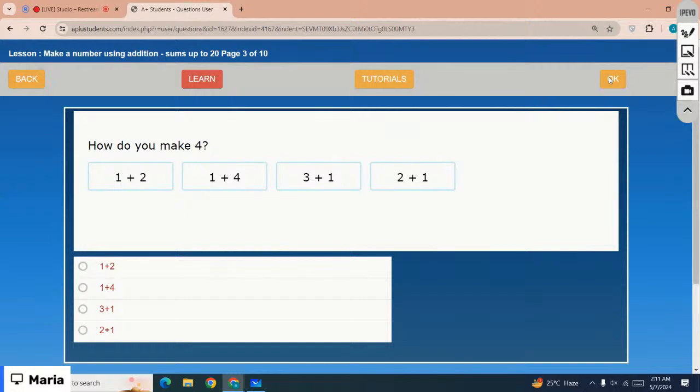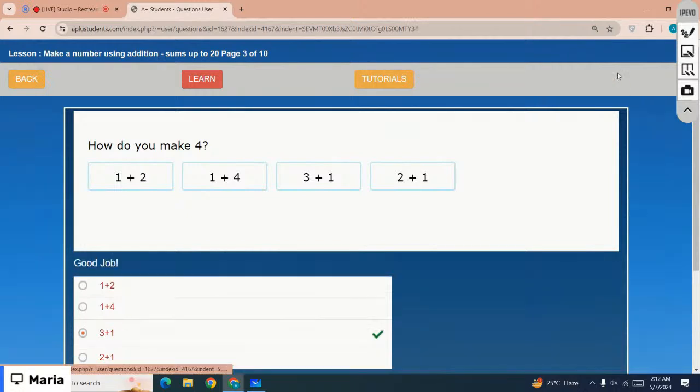The next one is how do you make 4? So which is the correct option? You have to find the correct option that makes 4. So which is the correct option? Yes, that is 3 plus 1. Option number C is the correct option. Very good. That is 3 plus 1.